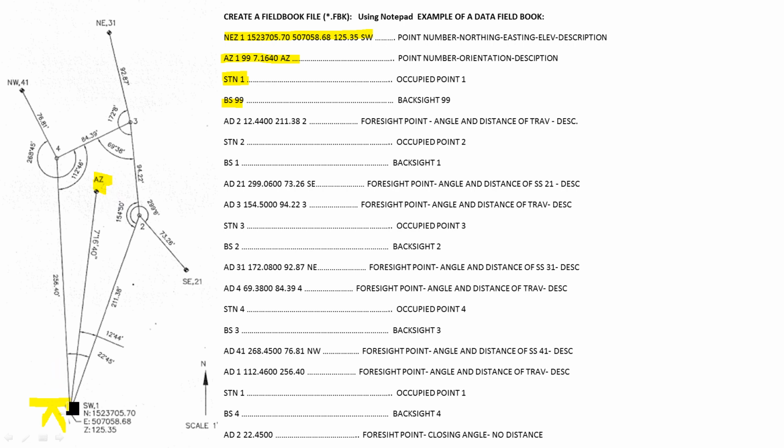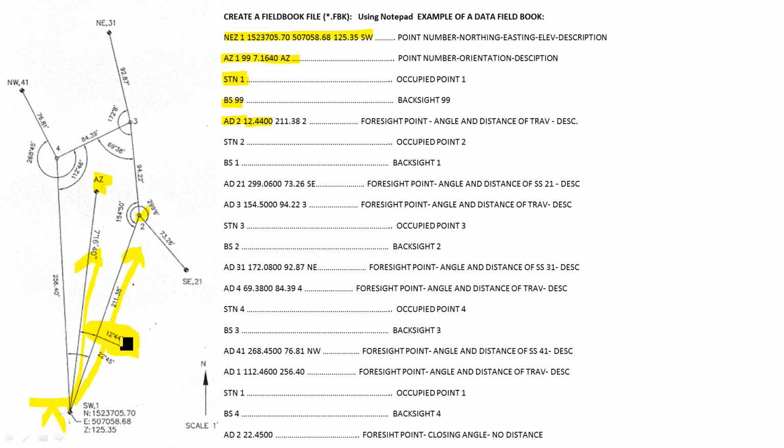I'm sitting here, backsighting the azimuth, and the next thing I do in this line is AD. That means I'm looking at a horizontal angle toward the direction of 2. My foresight point is point 2, and then it has 12.4400. Notice that is the angle that I turned right here.